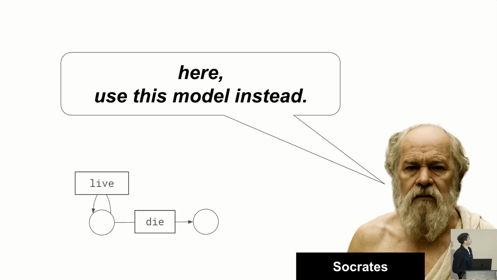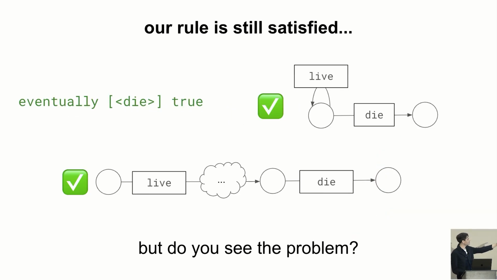Socrates wants us to use this model instead. Oh, that's pretty nice. It's got this little loopy thing, right? Instead of having to write all those live things. Okay, great. And look, it still satisfies our rule. It still eventually dies. But wait, does anyone see the problem?